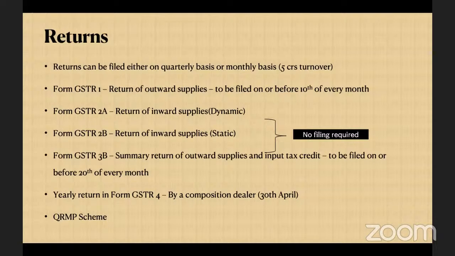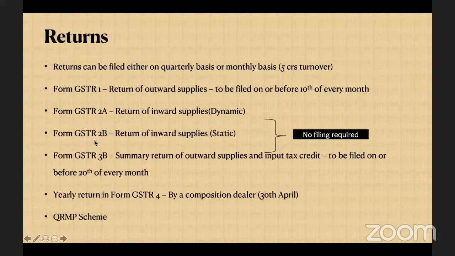Assume the sale is made in the month of March. Once Mr. A files the sale made to Mr. B in his GSTR1 for the month of March, that item automatically appears in Form GSTR2A of Mr. B immediately. Clear? So GSTR2A is nothing but the entire return of inward supplies that a specific customer has received during a specific month, and it is a dynamic document. This I'll explain a little later.